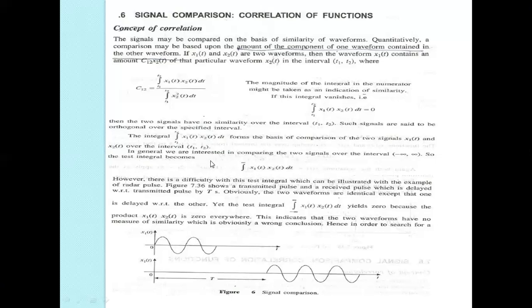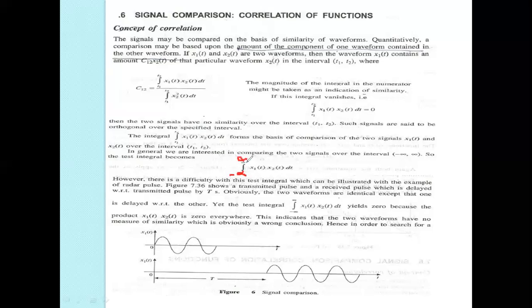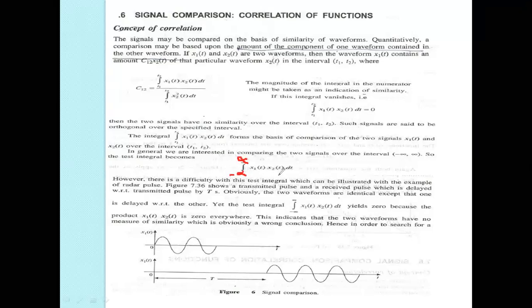So in general, in comparing the two signals over the interval minus infinity to infinity, the test integral becomes the integral from minus infinity to infinity of x1 of t x2 of t dt. Okay, my dear students.